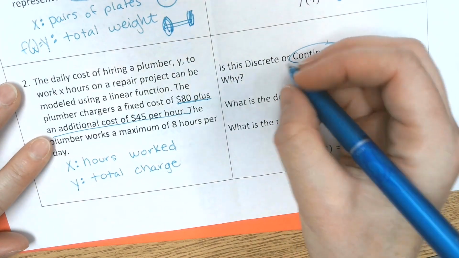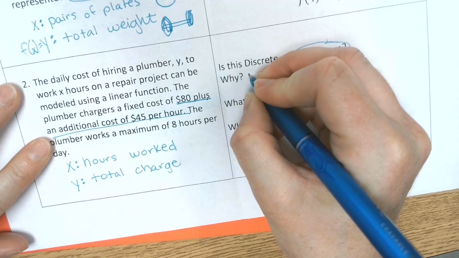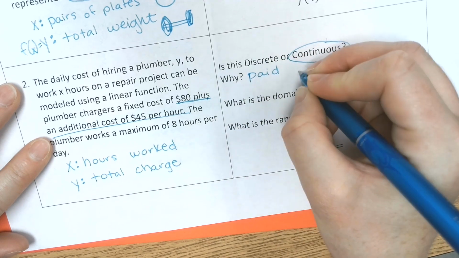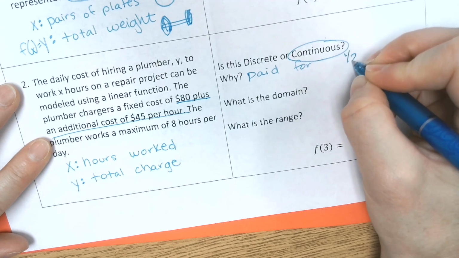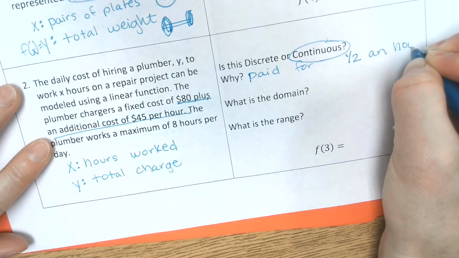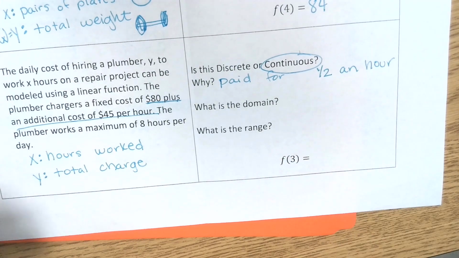Why? Paid for half an hour. Basically, we can have parts. They're not all whole numbers. Your customer would be really mad if you only worked half an hour, but you charged them for a whole hour.